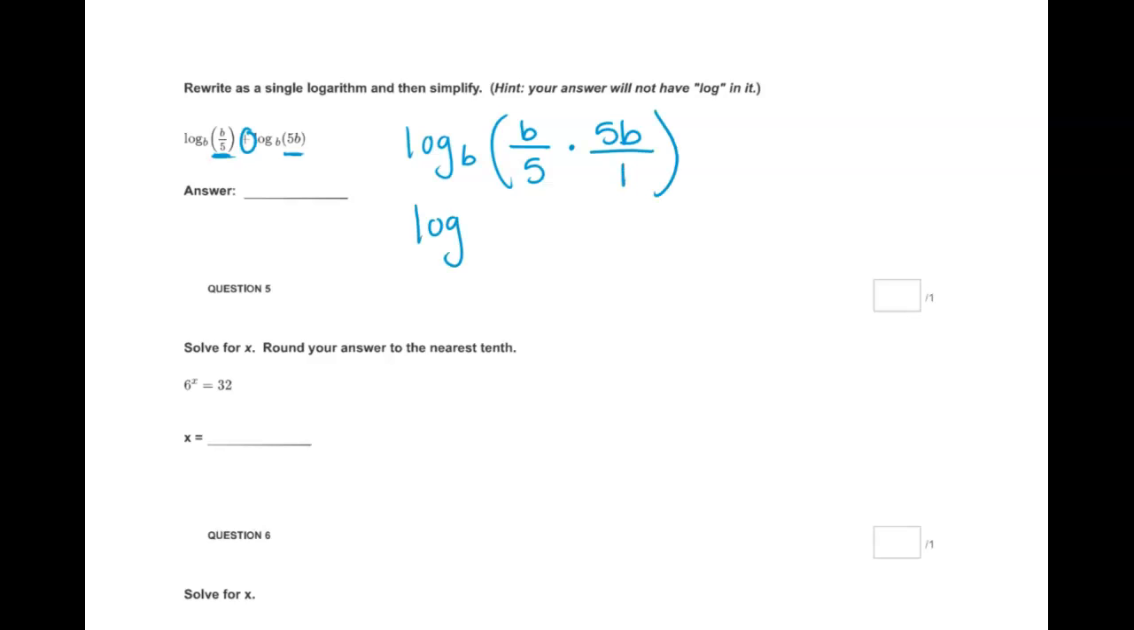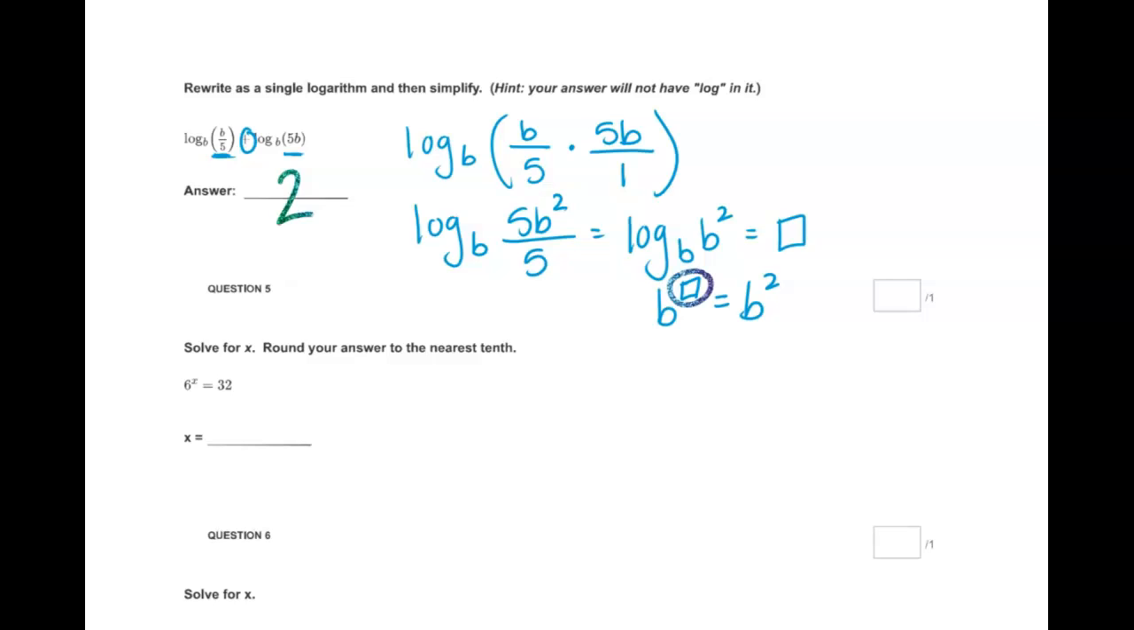So then we will get log base b of 5b squared over 5, which is log base b of b squared. So then if that equals something, we're looking at b to what power equals b squared. So our answer is 2, because these have to match.